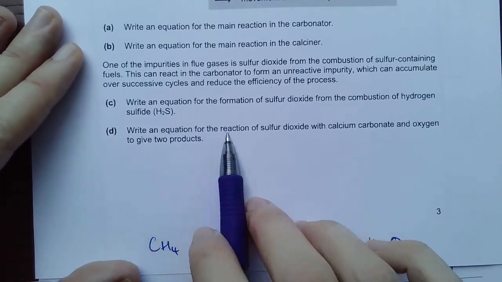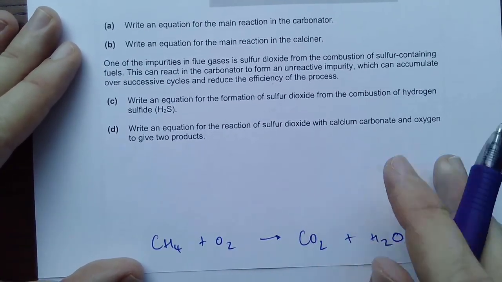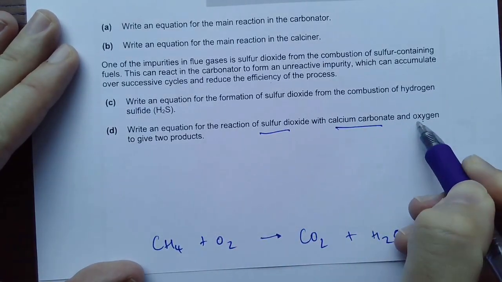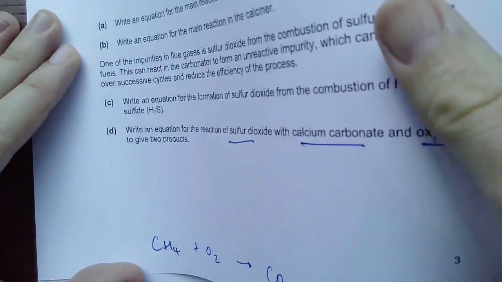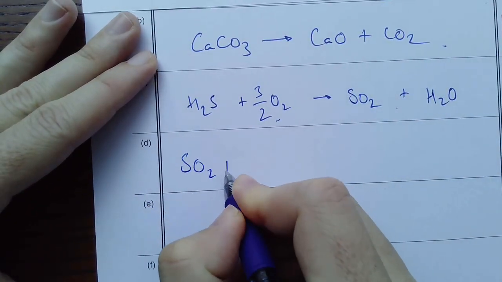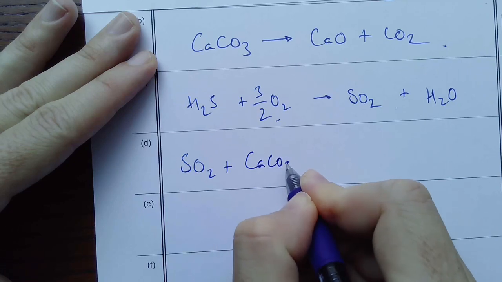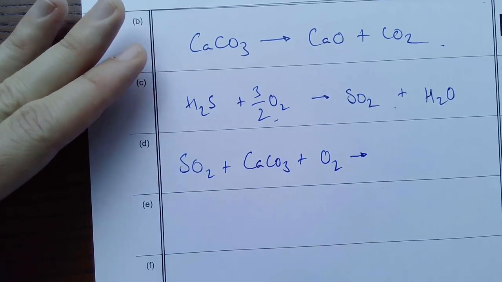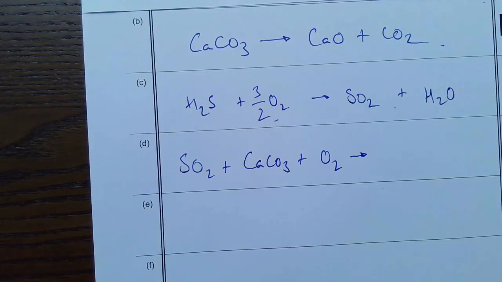Another equation: write an equation for the reaction of sulfur dioxide with calcium carbonate and oxygen to give two products. So it's sulfur dioxide, calcium carbonate, and oxygen. Okay, so sulfur dioxide, SO2, plus calcium carbonate, CaCO3, plus O2, to give me two products.